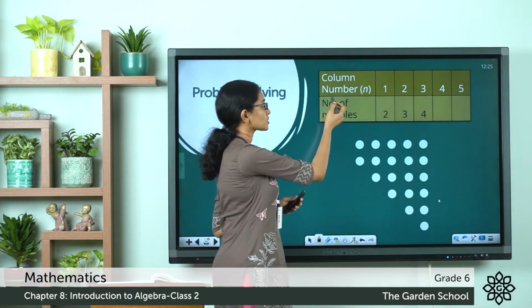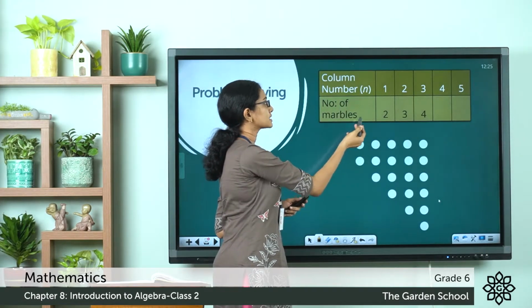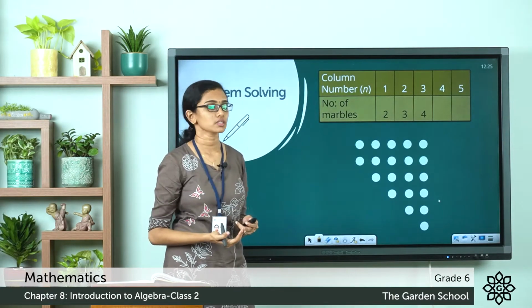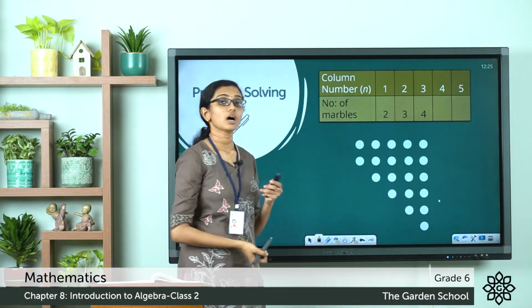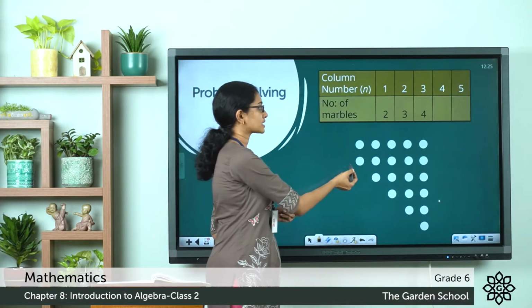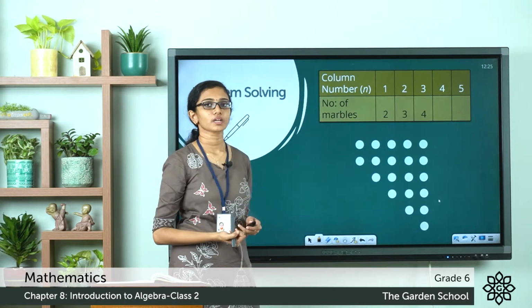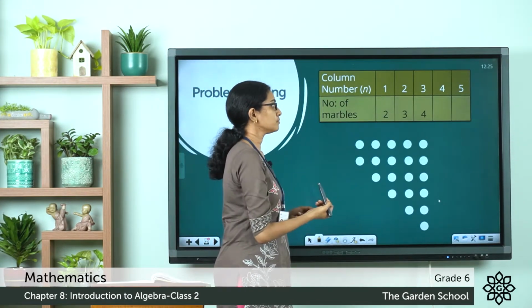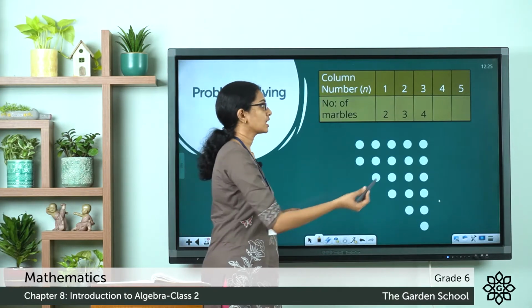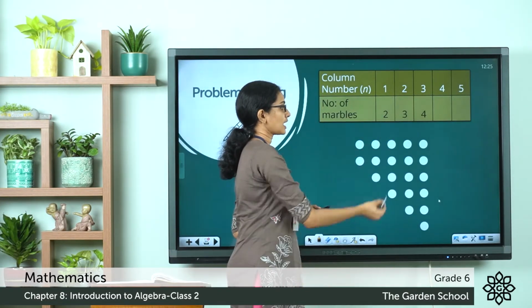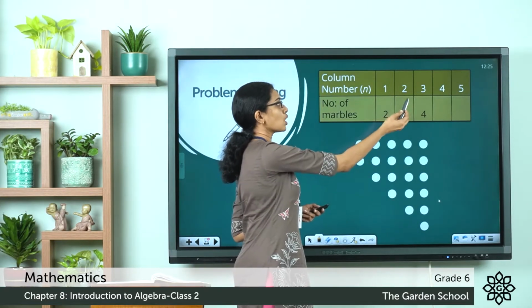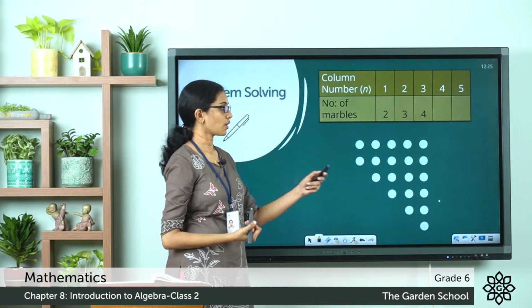See, in the first row, I have the column number and in the second row, I have the number of marbles. So, in the first column, how many marbles are there? You can see there are 2 marbles. Now, in the second column, how many marbles are there? There are 3 marbles. And in the third column, there are 4 marbles and so on.